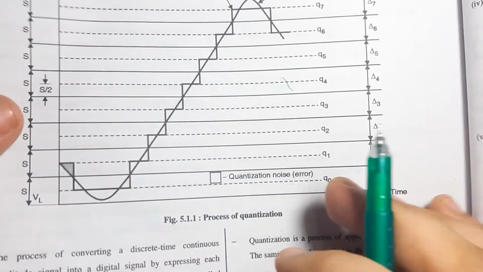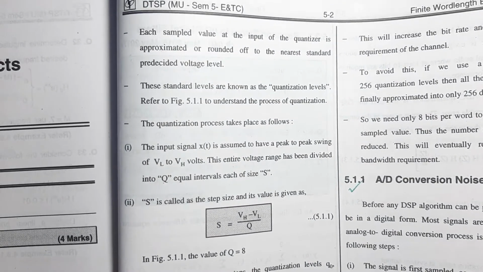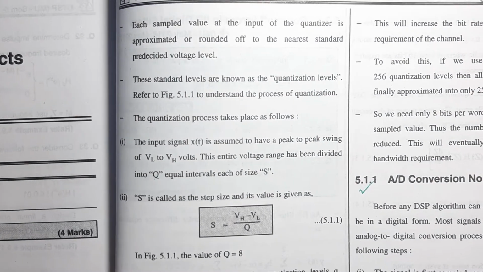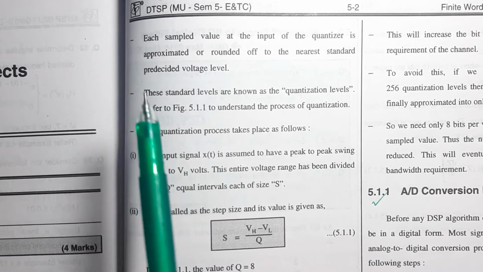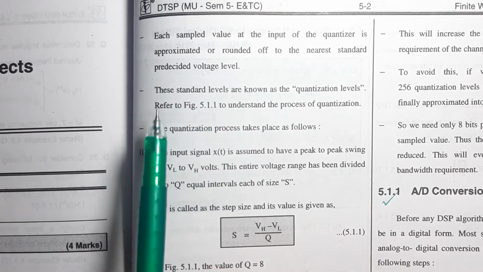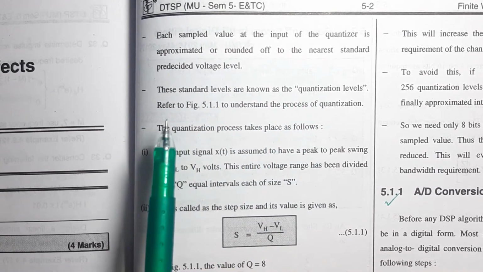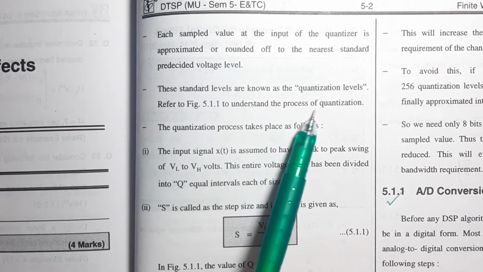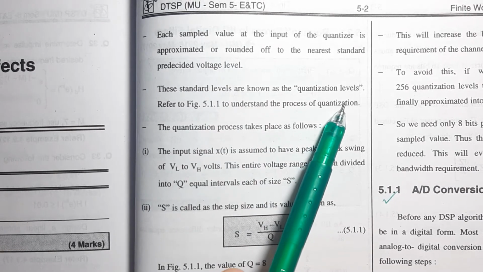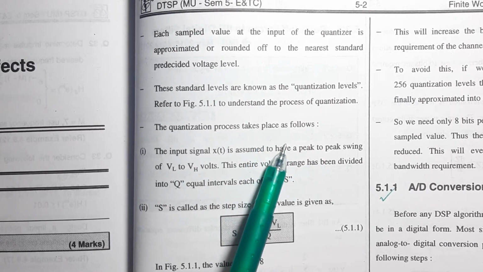Now each sample value at the input of the quantizer is approximated or rounded off to the nearest standard pre-decided voltage level. These standard levels are known as quantization levels. We'll refer to the figure to understand the process of quantization. But before that, let us consider a couple of more points.